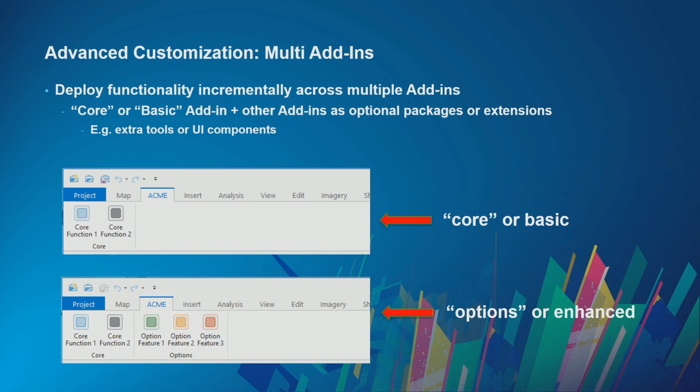And then notice the screenshot at the bottom. Notice that there are 3 optional feature buttons. These are also installed into the Acme tab, but they're installed by a new enhanced add-in. So how did we accomplish this?